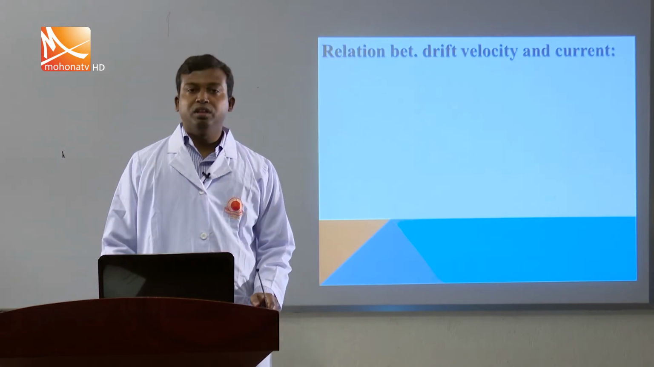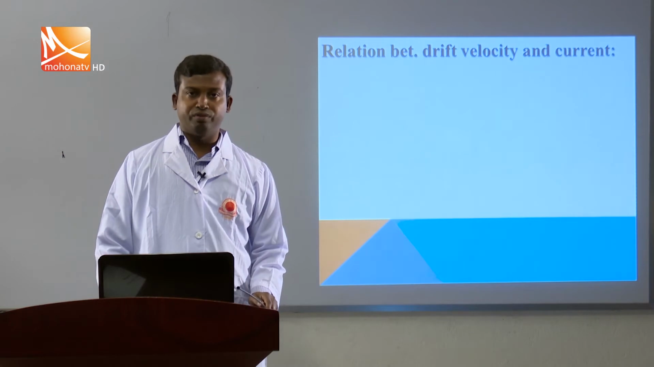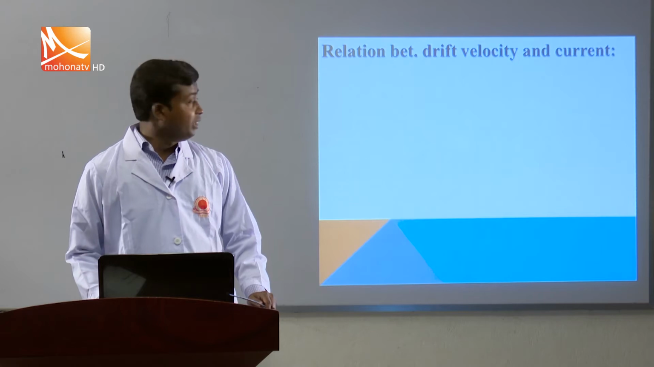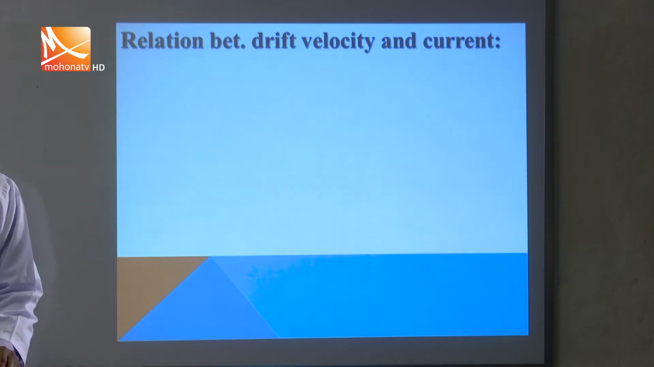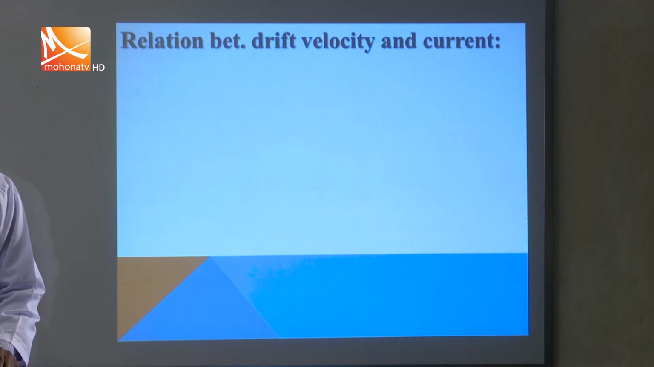Now, you have already learned why electrons flow and that the flow of electrons causes current or electricity. But is there any relation between the velocity of these electrons, that is, the drift velocity, and current? Of course. Now, I am going to discuss the relation between current and the velocity of electrons.